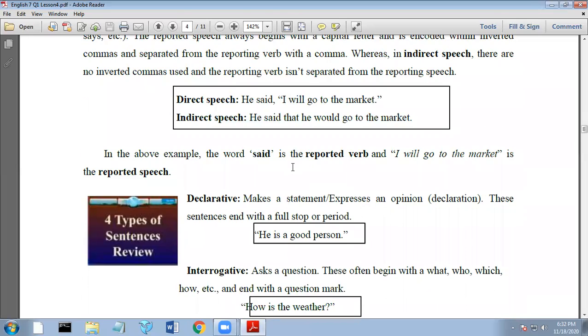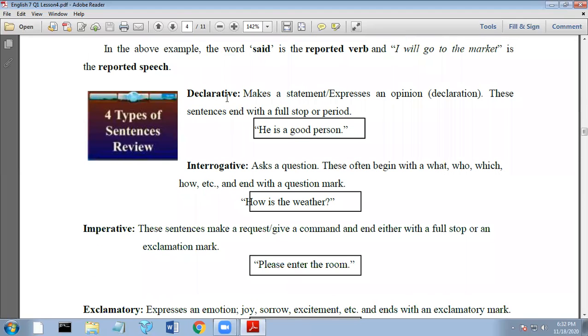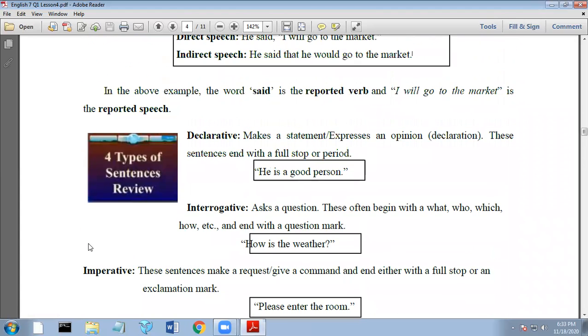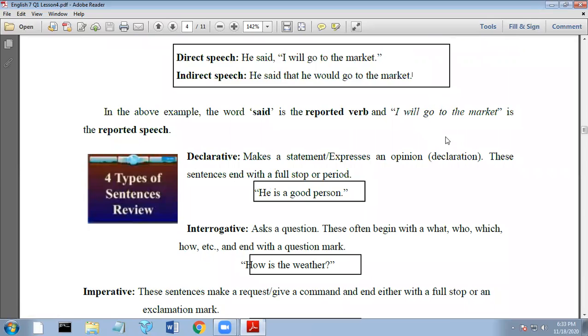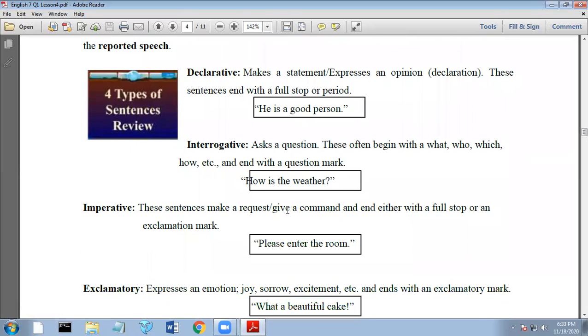But before we go on with the discussion of the direct and indirect, let us first review the four types of sentence. The very basic declarative, interrogative, imperative, and exclamatory. Why do we need to review all this? Because in the indirect and direct speech, there are different ways of changing the direct speech to indirect speech on these different types of sentences.